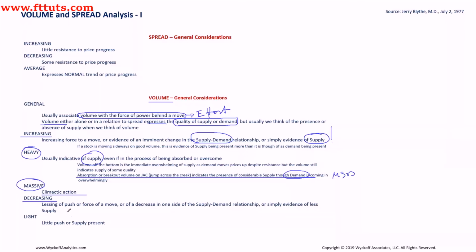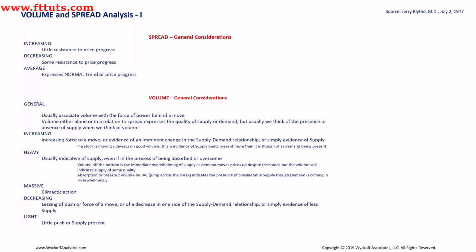A decrease in volume signature we would always think of as a lessening of the force. And then a very light supply signature is going to indicate, and I think I should take this down, this is actually not necessarily correct. Okay, so let's just keep it like this: increasing, heavy, massive, and decreasing. So those are general considerations about the price and the volume.